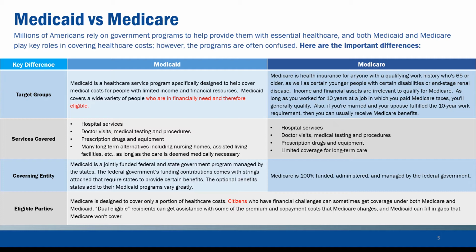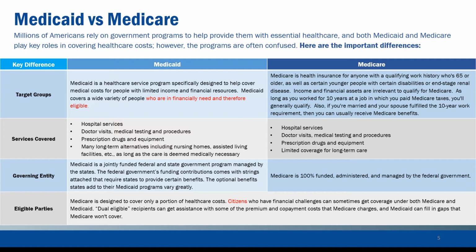How is Medicaid funded? Medicaid is a jointly funded federal and state government program managed by the states. The federal government's funding contributions come with strings attached that require states to provide certain benefits. States, however, do have the option to establish optional benefits to their Medicaid programs, and this varies from state to state. Now let's learn a little bit about Medicare.